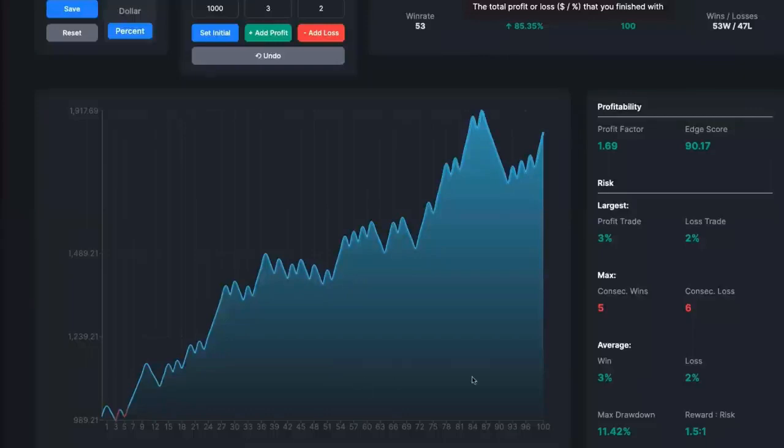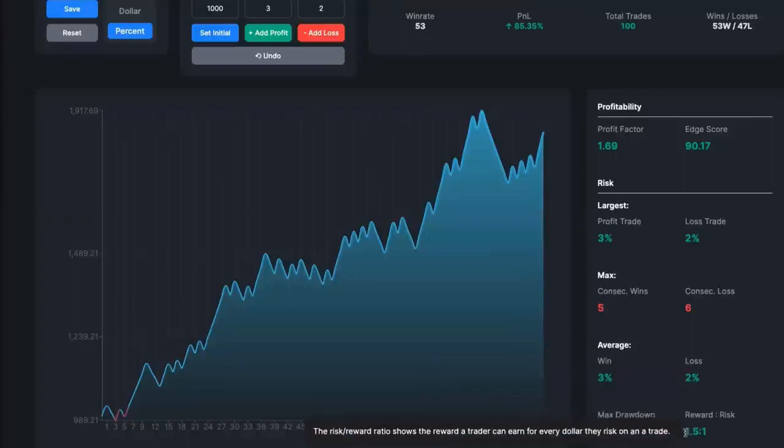So here are the results of the backtest. Overall, this strategy was profitable. The account did grow 85.35% over the 100 trades, and the win rate was decent. It was 53%, and with a 1 to 1.5 risk to reward ratio, it was still profitable, because the account did grow 85%.